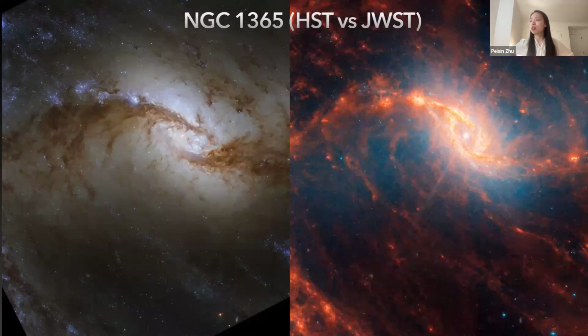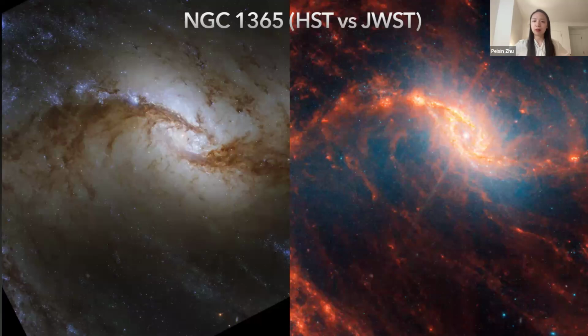Let's have a more direct comparison of these two telescopes. These two images, the left one and the right one, are of the same galaxy. NGC 1365 is a nearby spiral galaxy that is quite famous, and it's relatively face-on. So as you can see, the spiral arms and galaxy center are quite obvious.